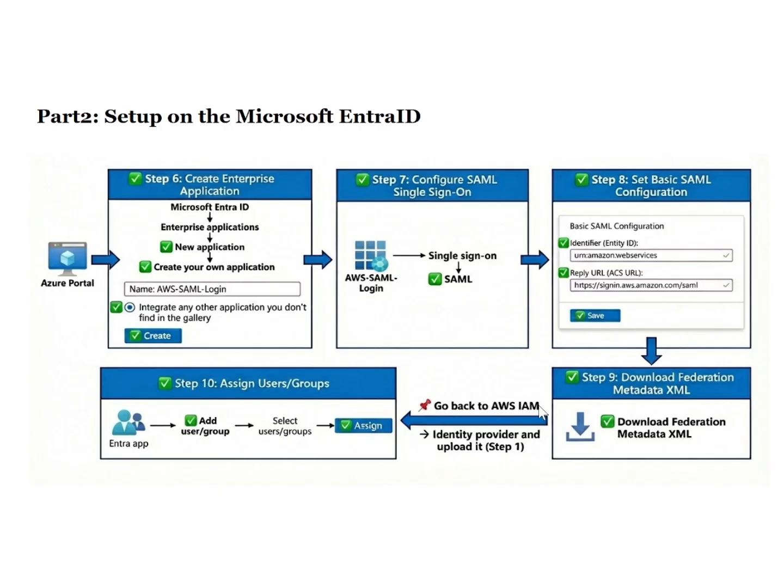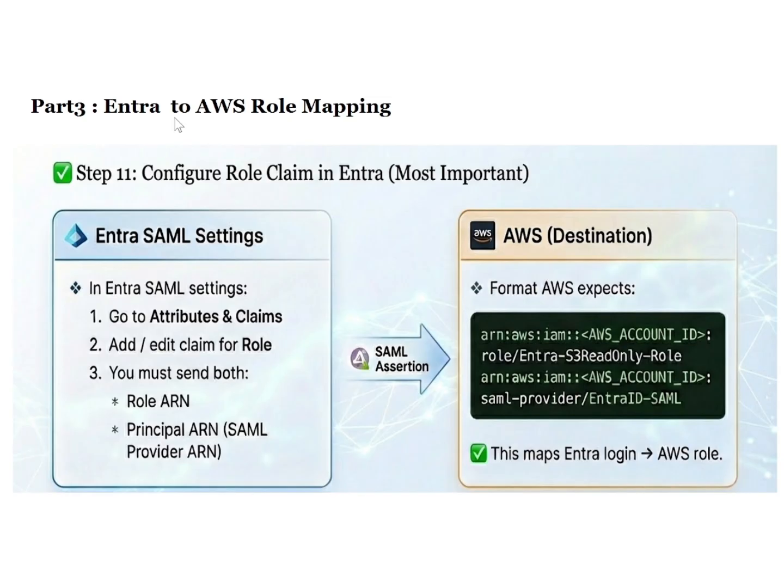This is a file which has been downloaded from this Entra ID, and needs to be uploaded onto your identity provider, right? Go back to AWS IAM identity provider and upload it, right? So once this is done, we do the Entra to AWS role mapping. In the same SAML section of the Entra side, we need to configure the role that we have created in the AWS.